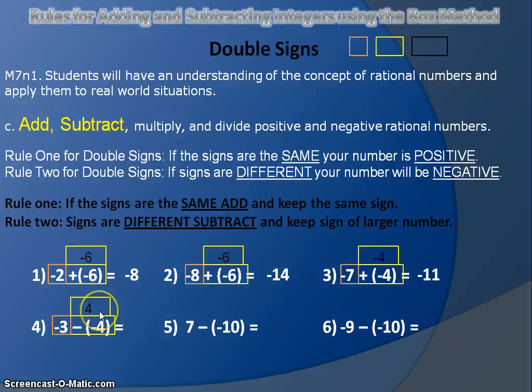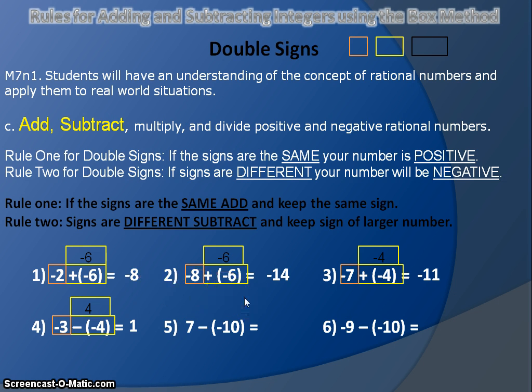So we change it to +4. Now we have a -3 and a positive 4. Those are different. We go to our single sign rules. Signs are different. We subtract, keep the sign of the larger number. 4 is larger. 4 minus 3 is 1. 4 is larger, it's positive, so you end up with positive 1.